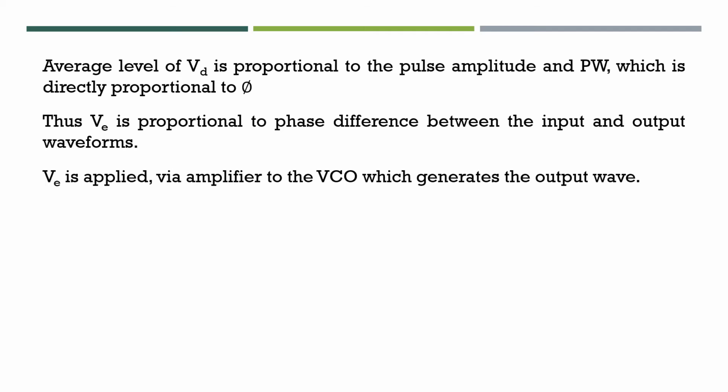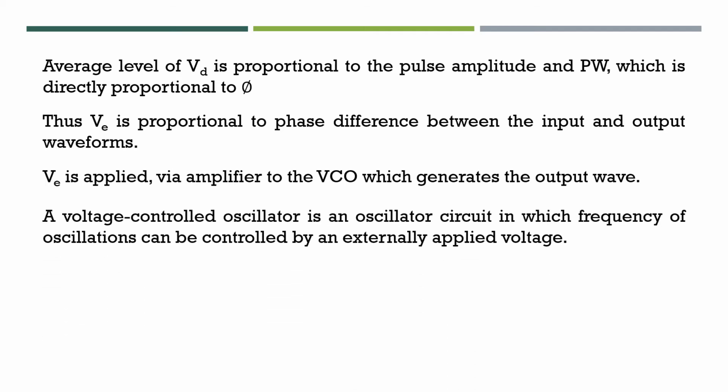Now, a voltage controlled oscillator is an oscillator circuit in which the frequency of oscillations can be controlled by an externally applied voltage. In this case, the externally applied voltage is VE, or the amplified version of VE, which is VA. This applied voltage we call the control voltage for a voltage controlled oscillator, and for that reason we call it a voltage controlled oscillator.